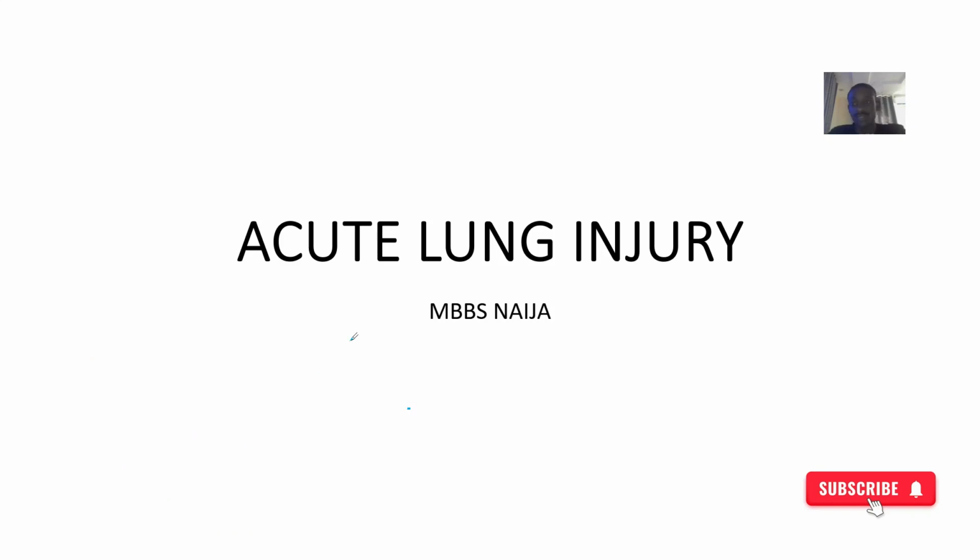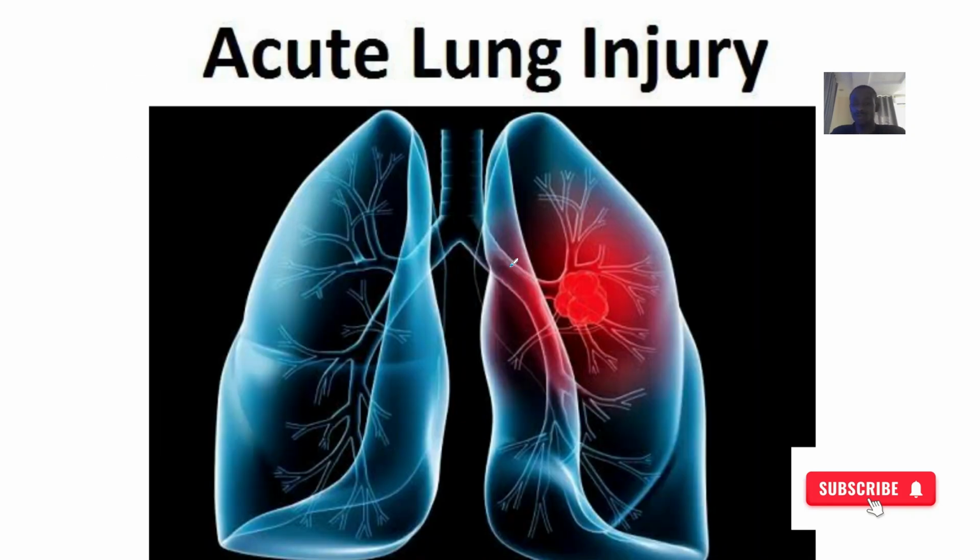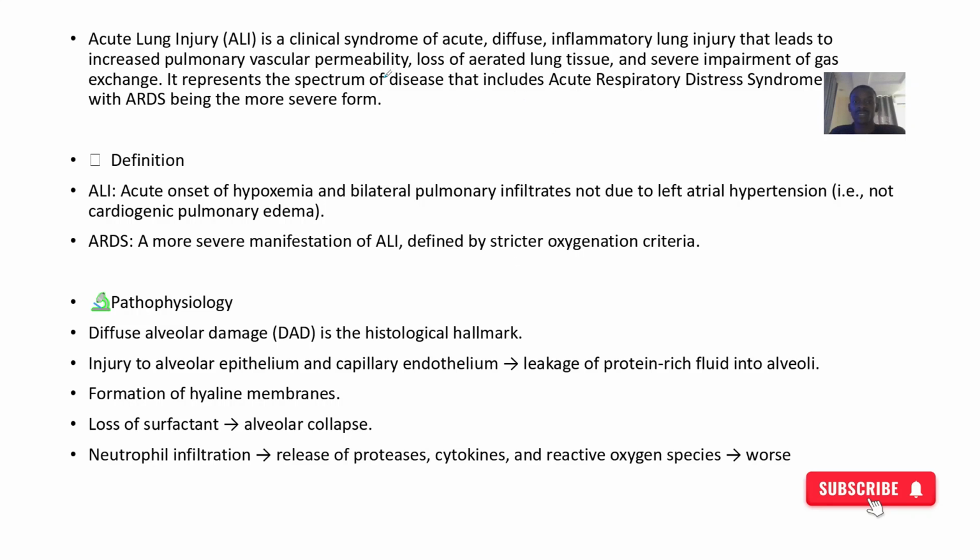Now I'm moving to the next issue in the lung, which we'll get to discuss, and this is what is known as acute lung injury. So for acute lung injury, we said that it's a clinical syndrome of acute, diffuse, inflammatory lung injuries. So they ultimately lead to what? Pulmonary vascular permeability. There's loss of aerated lung tissues, and there's severe impairment of gas exchange.